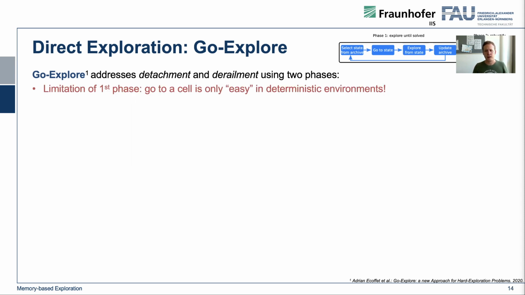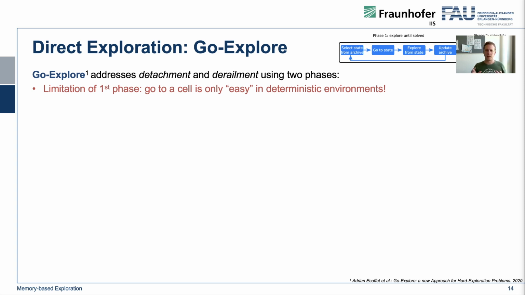However, the authors themselves laid out that there's a limitation of the first phase. To go to a cell is only easy in deterministic environments because they made a very huge assumption, and the assumption is that the environment is deterministic. In order to go to a cell from an archive, we need to be able to reset the environment, and we need to be sure that the series of actions that we took and that are stored in the archive actually lead to the desired goal cell.